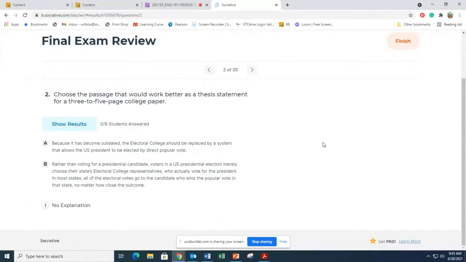Okay, so choose the passage that would work better as a thesis statement for a 3 to 5 page college paper. So kind of with what we just did in mind, thinking about, okay, which one would open up the most conversation for me to write a paper of that length. Which one is better?